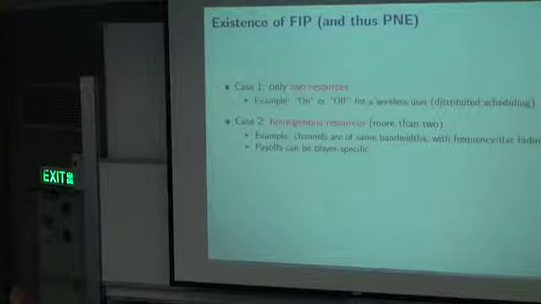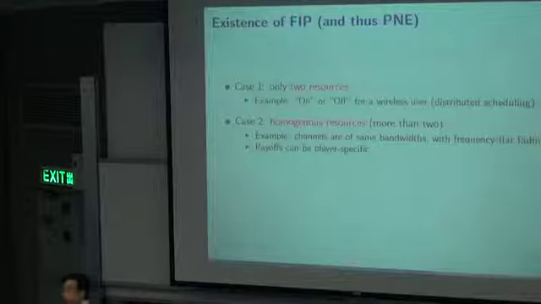And the second case is that if the resources are homogeneous, not necessarily two, could be more than two, we also have this finite improvement property. For example, in wireless communication, if the channels have the same bandwidth, and in OFDM, these channels are logical channels, interleaved based on the so-called subcarriers. If you do this interleaving, you can actually achieve frequency flat fading across these logical channels.